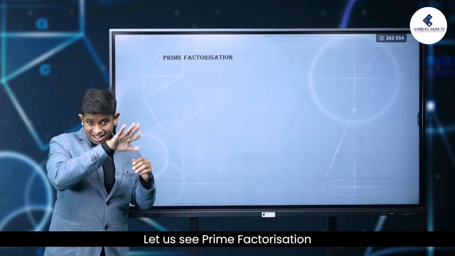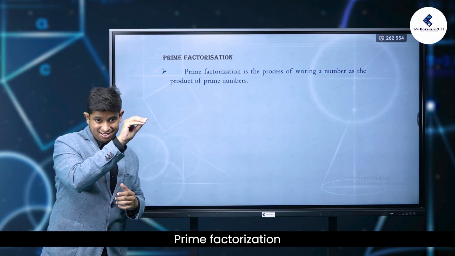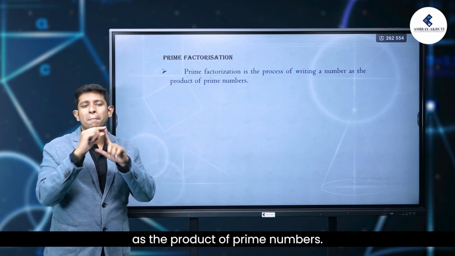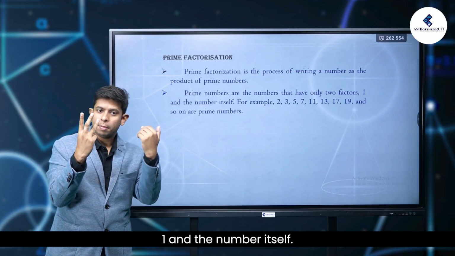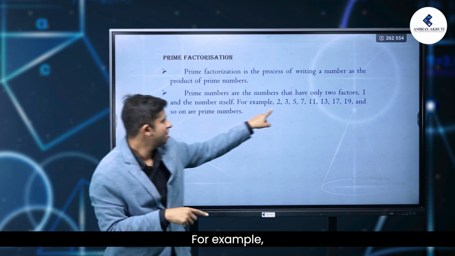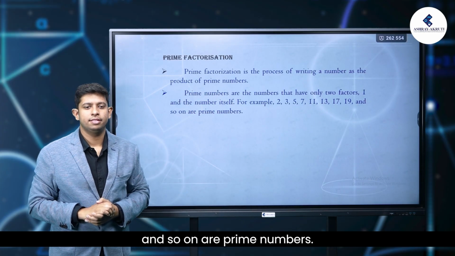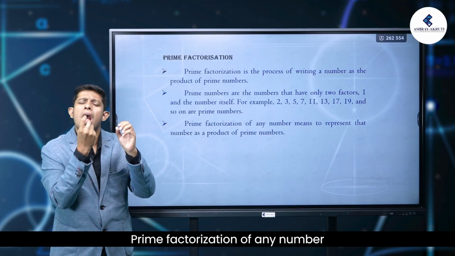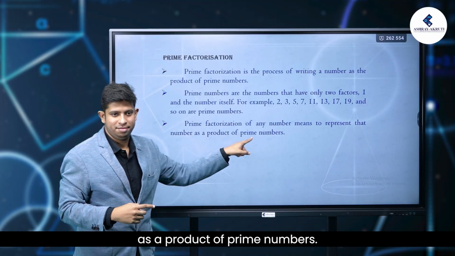Let us see prime factorization. Prime factorization is the process of writing a number as a product of prime numbers. Prime numbers are the numbers that have only two factors, 1 and the number itself. For example, 2, 3, 5, 7, 11, 13, 17, 19 and so on are prime numbers. Prime factorization of any number means to represent that number as a product of prime numbers.